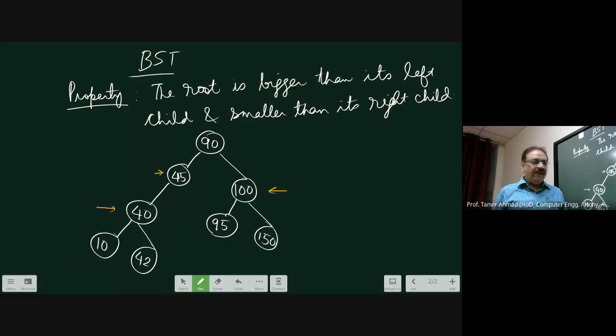But if I am going to put any number over here, which is maybe say 110, you will find that 110 is bigger than 95, and therefore this is not a binary search tree, though it is a binary tree. It's a binary tree, but it is not a binary search tree because this property is violated over here. If 110 would have been here, it should always have been here.